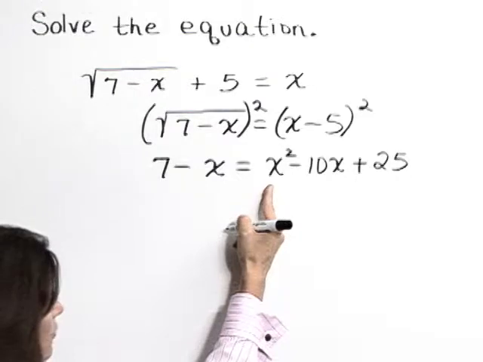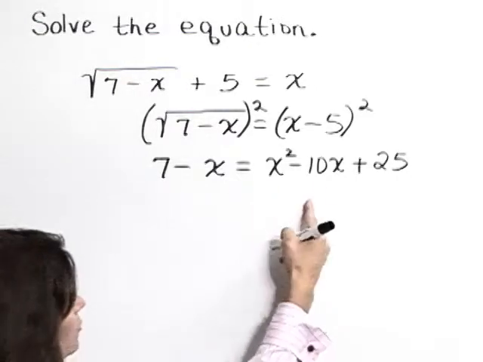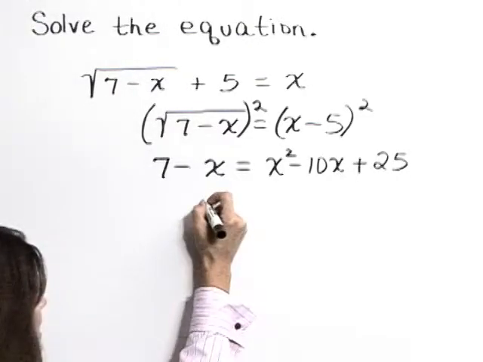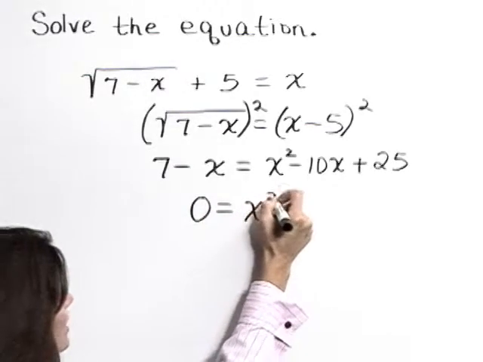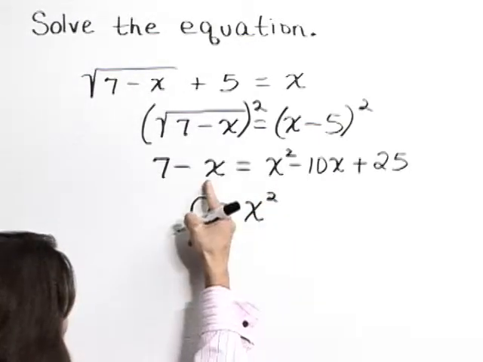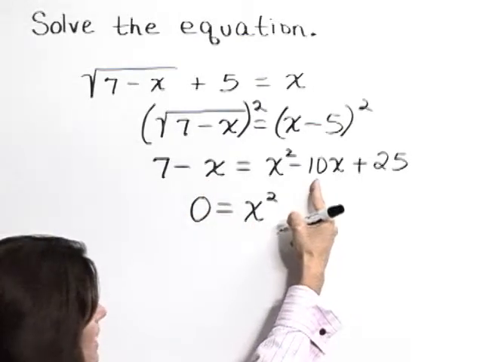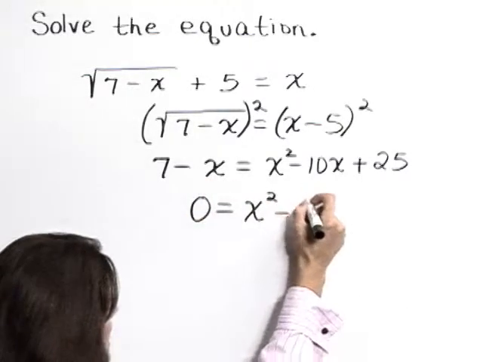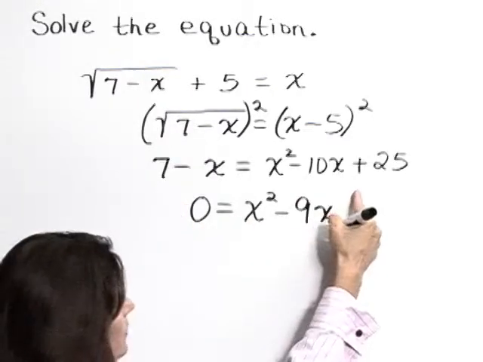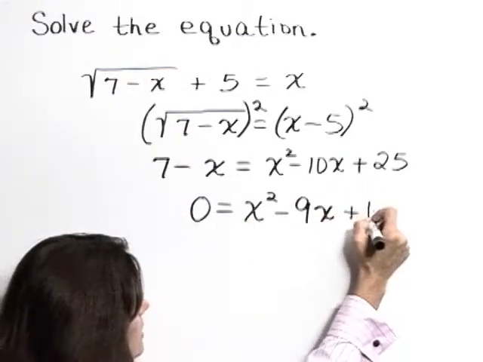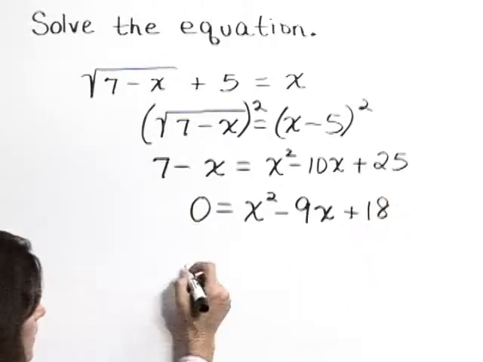Let's put it in standard form. I'm going to move everything to the right-hand side, set that equal to 0 on the left. So we've got an x squared. Add x to both sides. Negative 10 plus x is a negative 9x. Subtract 7 from both sides. 25 minus that 7 is a positive 18.